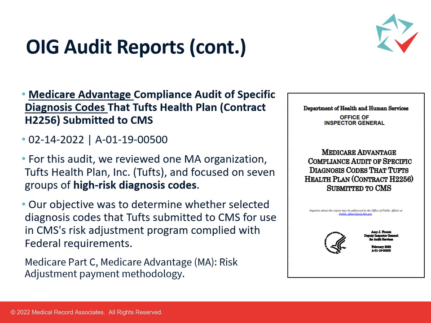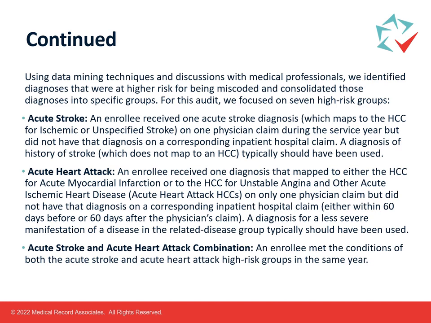So let's take a closer look here. The OIG used data mining techniques. They did discussions with medical professionals, and they identified higher risk diagnoses were being miscoded. Some people use the term overcoding, miscoded, and it seemed to consolidate into some specific groups. So they found 7, what they call high risk groups, that have diagnosis coding incorrect, and the first one was an acute stroke. An acute stroke does have a hierarchical condition category payment methodology.